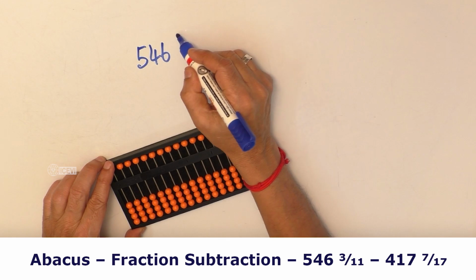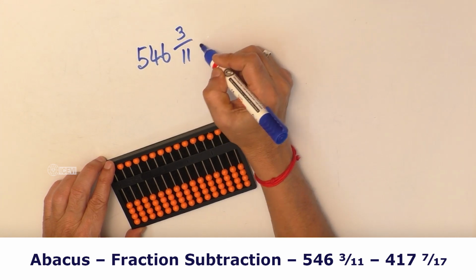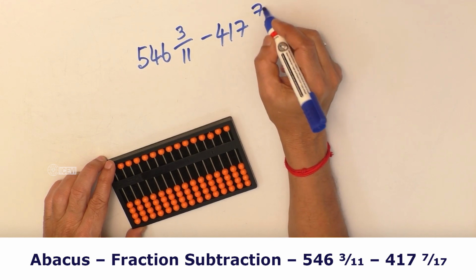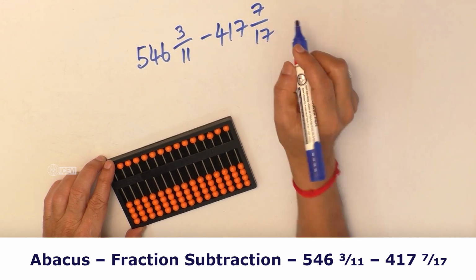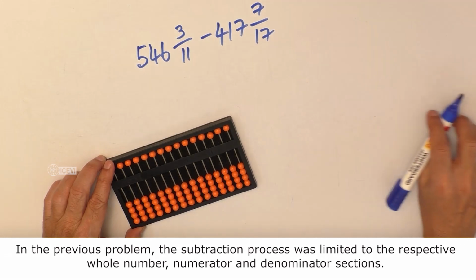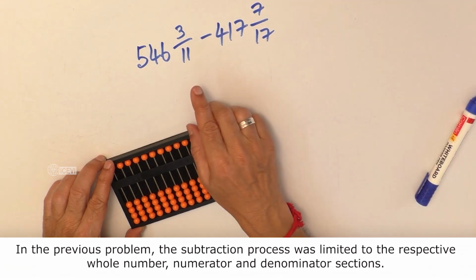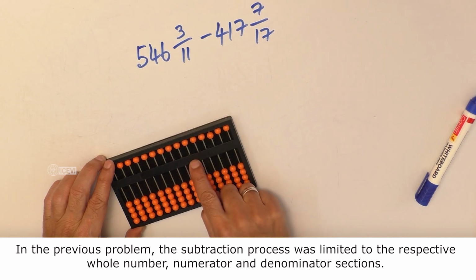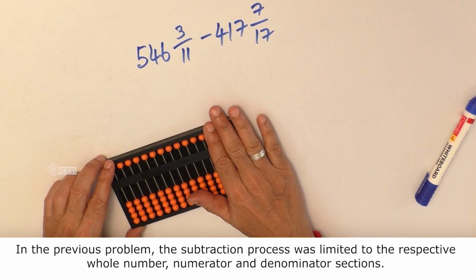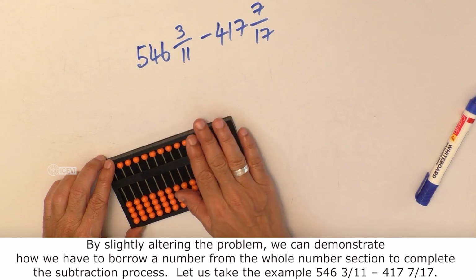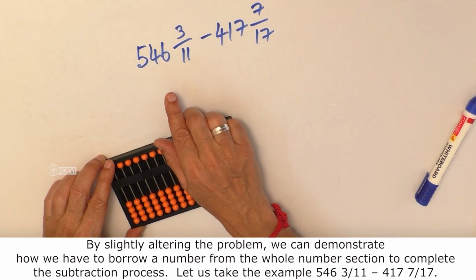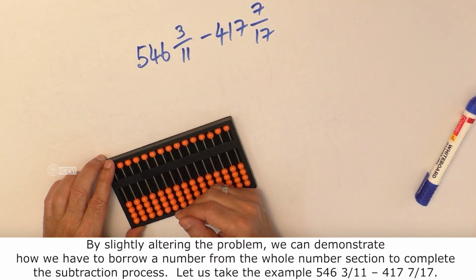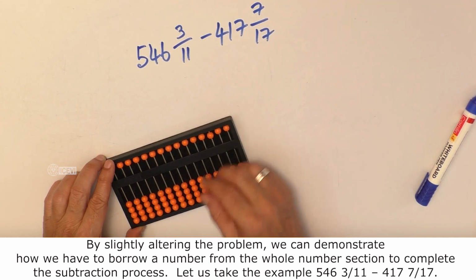546 3 by 11 minus 417 7 by 17. In the previous problem, the subtraction process was limited to the respective whole number, numerator and the denominator sections. By slightly altering the problem, we can demonstrate how we have to borrow a number from the whole number section to complete this subtraction process.